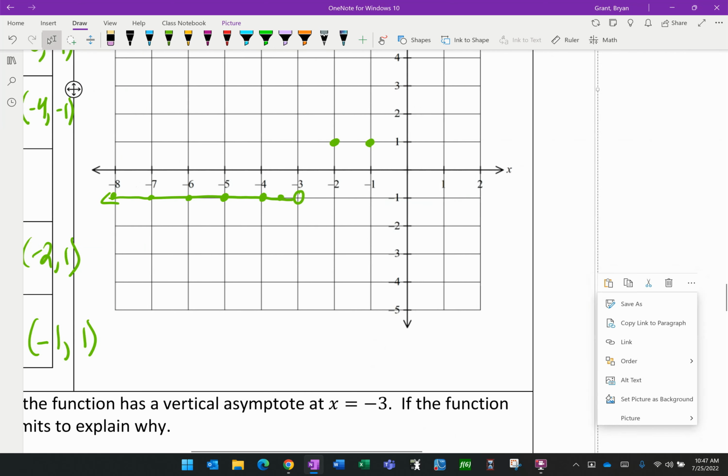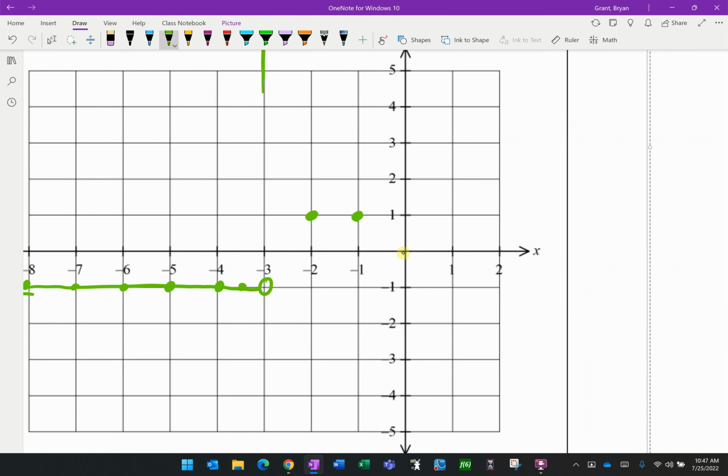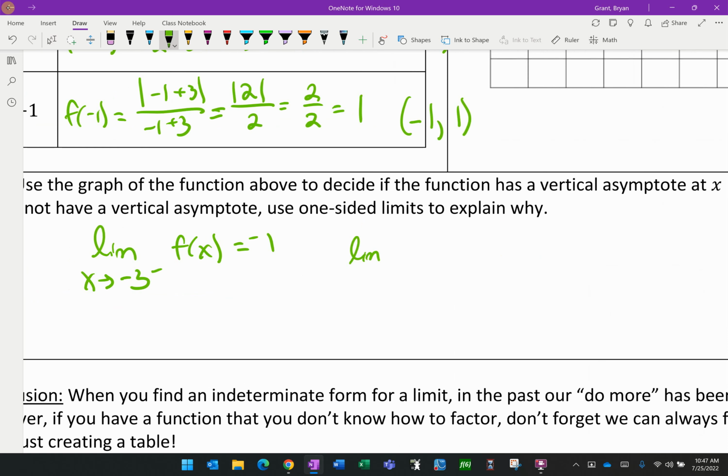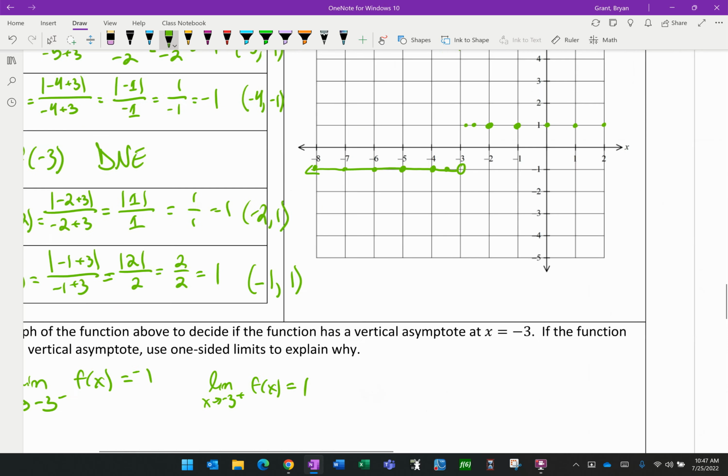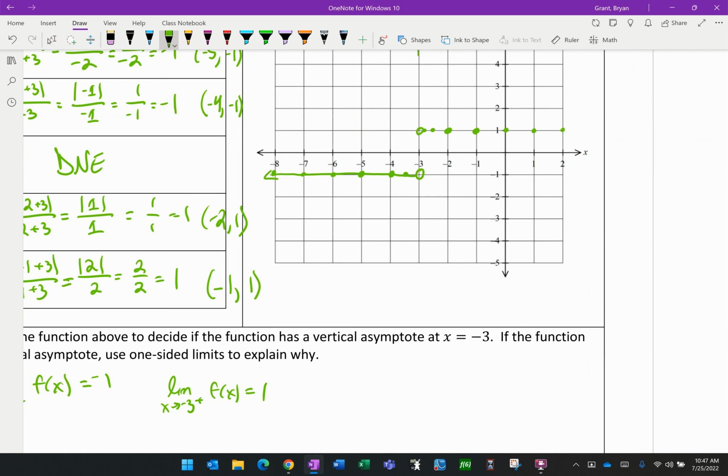What about the right side? Well, numbers bigger than negative 3, like 0, would cause the denominator to stay positive. Negative 2.5, that's bigger than negative 3. Negative 2.9 bigger. I think as we approach from the right side, we're approaching positive 1. We're actually at positive 1, but we still use that approach terminology. So we'd say that the limit as x approaches negative 3 from the right side of f of x equals positive 1. And we can again fill that in, open circle here to show that we never quite get there. And we look at something like this.